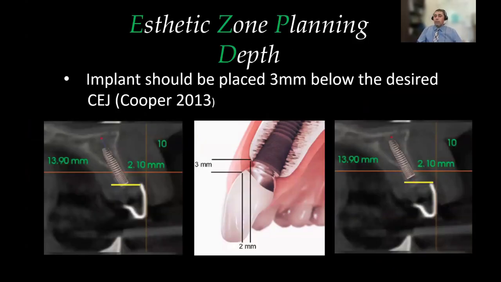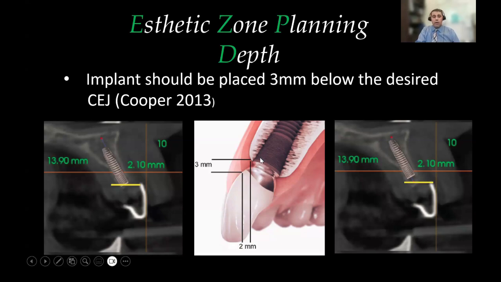As far as the depth of the placement, we spoke that we would like to have the implant about 2 millimeters palatal of the gingival zenith, and we would like the implant platform to be at least 3 millimeters from, again, the gingival zenith to allow for a good emergence profile.